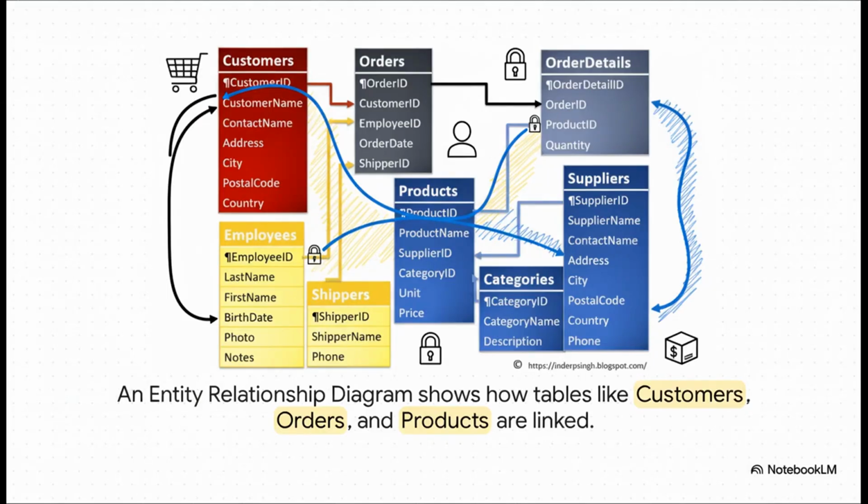You can think of this diagram as a map of our database. See, we've got the customers table, the orders table, and the products table. And those little lines connecting them, those show the relationships that are built on those primary and foreign keys. For example, that customer ID in the orders table links an order directly back to a specific customer.